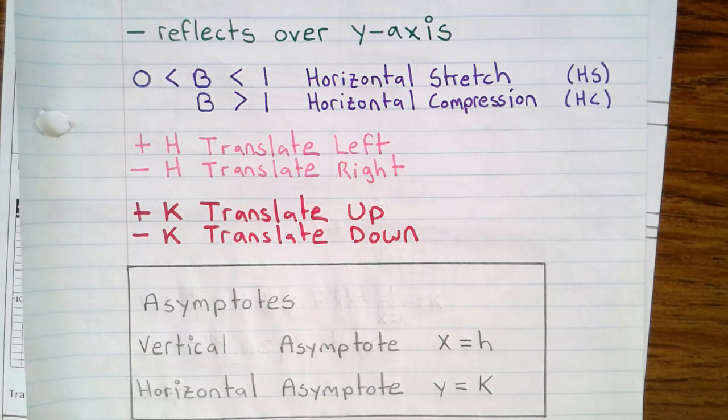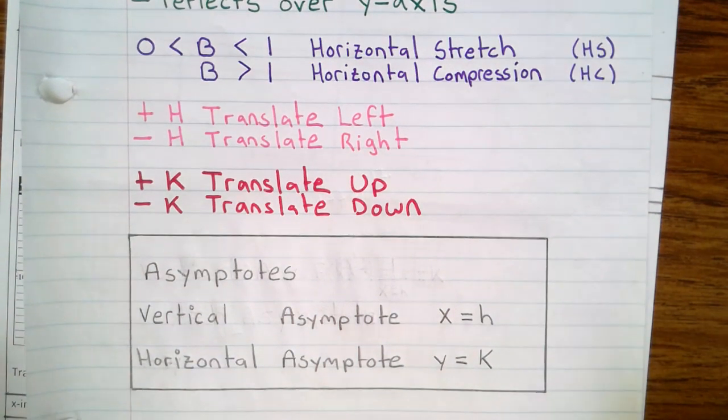When it's plus h, it translates left. When it's minus h, it translates right. When it's plus k, it translates up. When it's minus k, it translates down. And then asymptotes: it has a vertical asymptote at x equals h and a horizontal asymptote at y equals k.